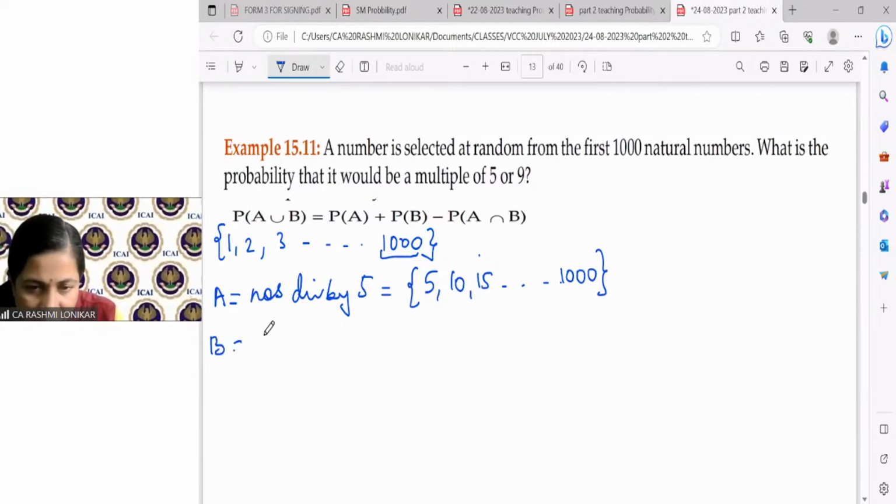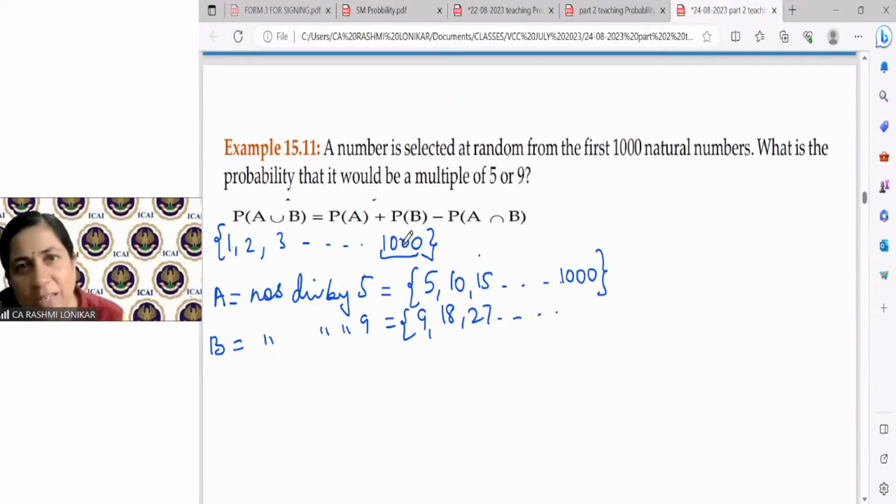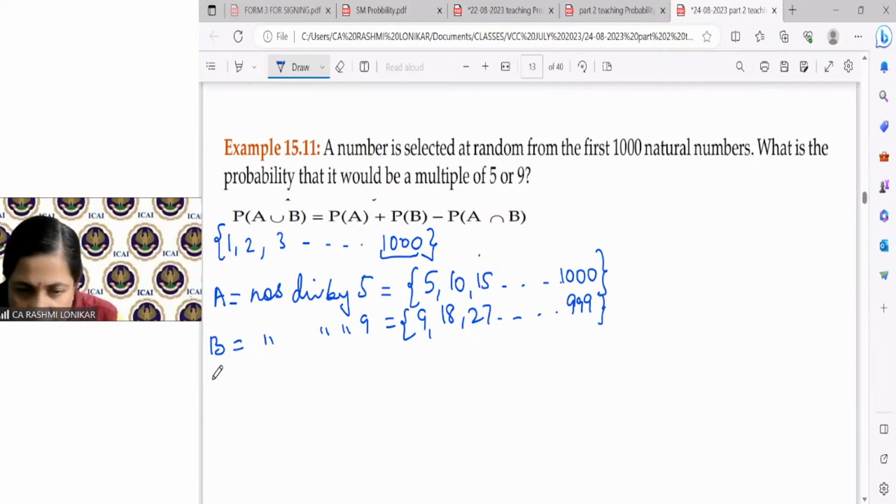Now B is the numbers divisible by 9. So I will start with 9, 18, 27, and up to how much? I know 1000 is not divisible, so I'll take one number less, 999. It is divisible by 9. Then you have A intersection B.